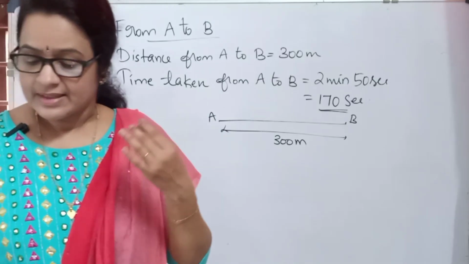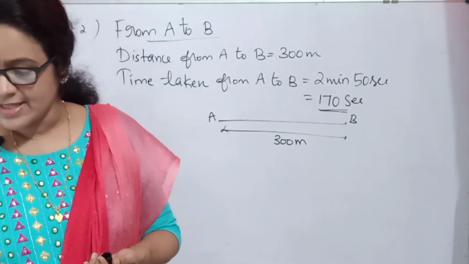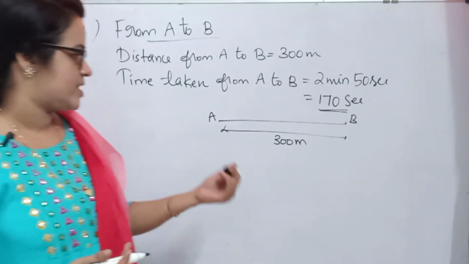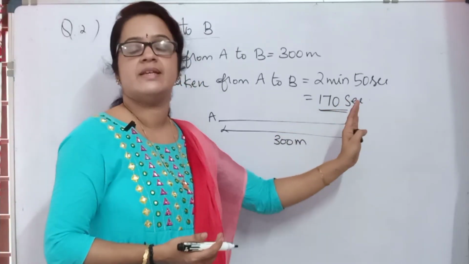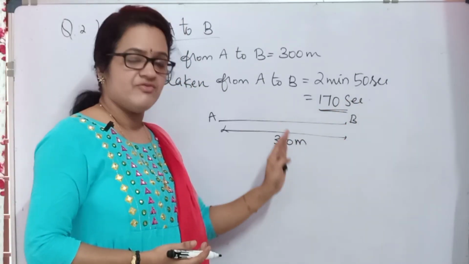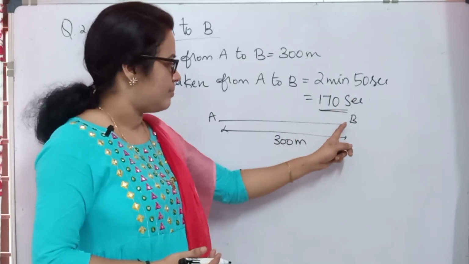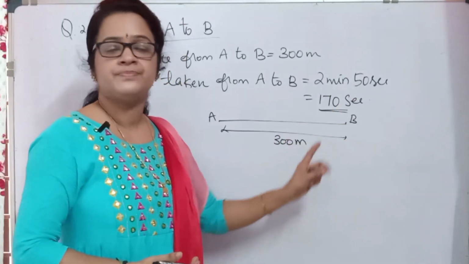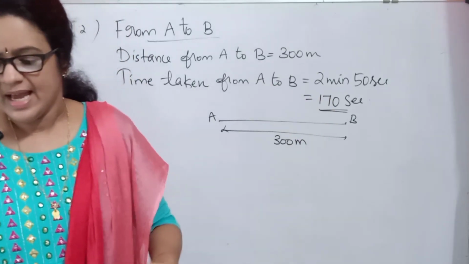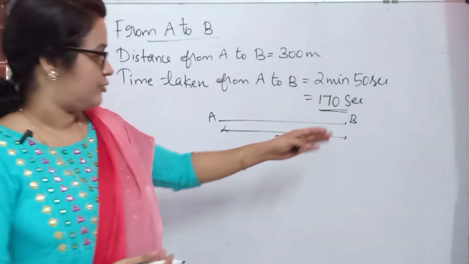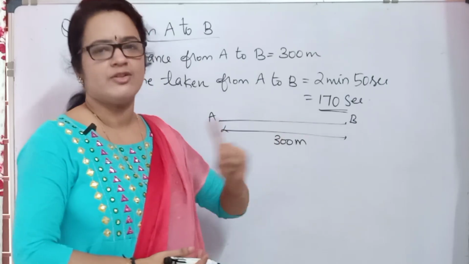And then he turns around and jogs 100 meters back to C. So after reaching B, he is moving back to C, which is at a point 100 meters from B. Okay, so from B to C, he is moving 400 meters, and for moving from B to C he is taking 1 minute.